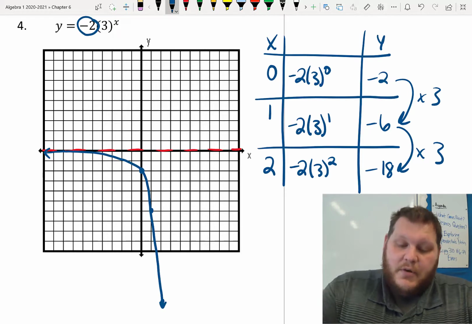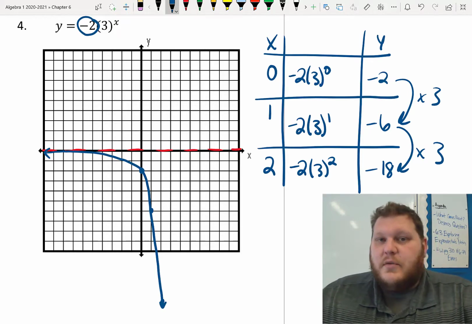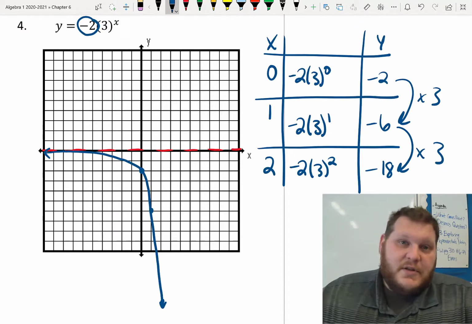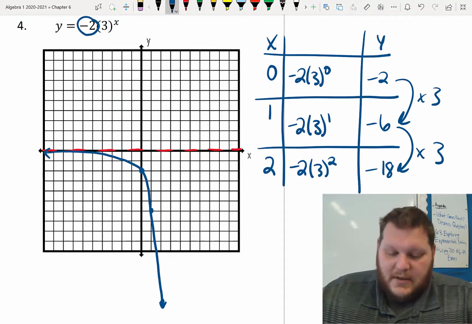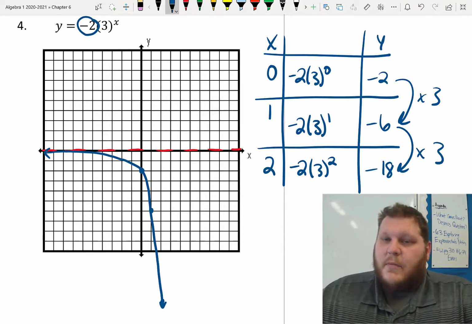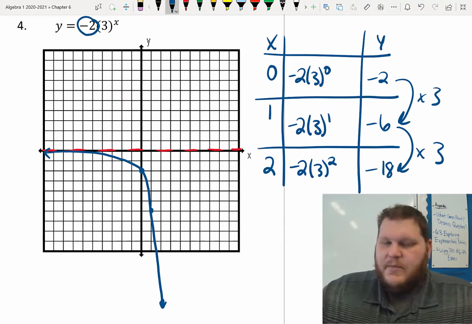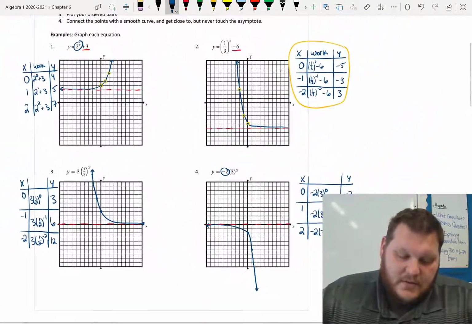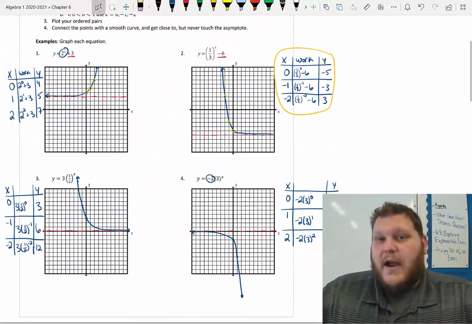If it's easy for you to evaluate that first one, getting -2 for x to the 0 power, and then just going to x to the 1st is multiplying by 3, x to the 2nd power is multiplying by 3 from there. So you've got all these different options on how you could evaluate. But that is it. That is it in a nutshell. That's as easy as I can make graphing.